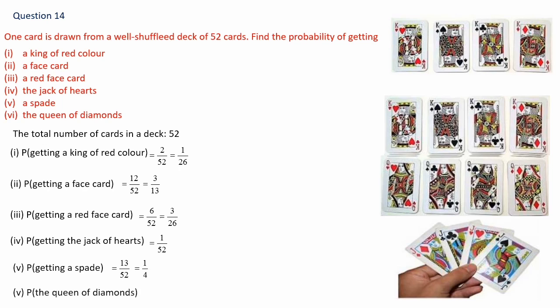Next is probability of the queen of diamonds. Getting a queen of diamonds. Here queen of diamond in the sense this is the one. So 4 queens are there, but in diamond there is only one queen. So favorable outcome is 1, total outcome is 52. No cancellation, let it be the same. 1 divided by 52.